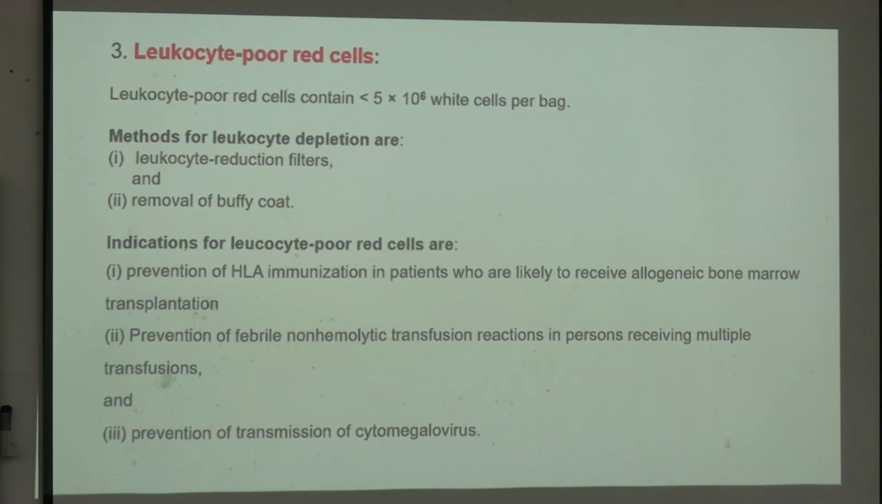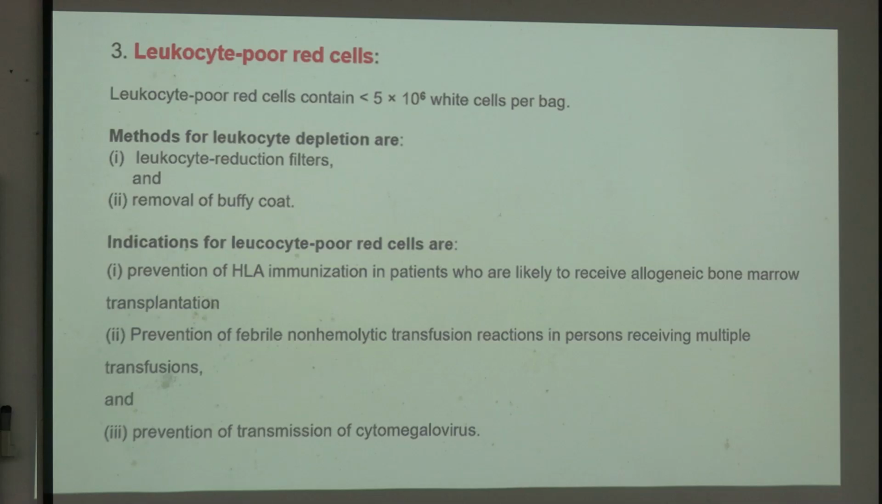The third component is leukocyte-poor red cells. Leukocyte-poor means there is a deficiency of leukocytes. So leukocyte-poor red cells contain less than 5 into 10 to the power of 6 WBCs per bag. So what are the methods of leukocyte depletion? That means, how can we reduce the number of leukocytes? It is done by a leukocyte reduction filter and removal of the buffy coat.